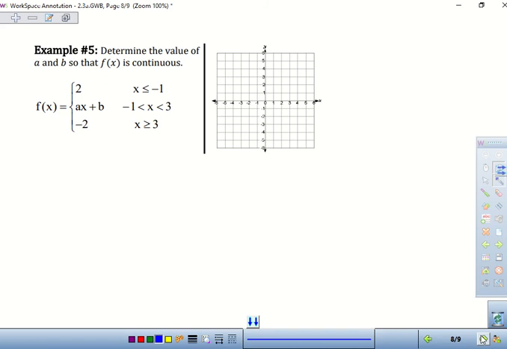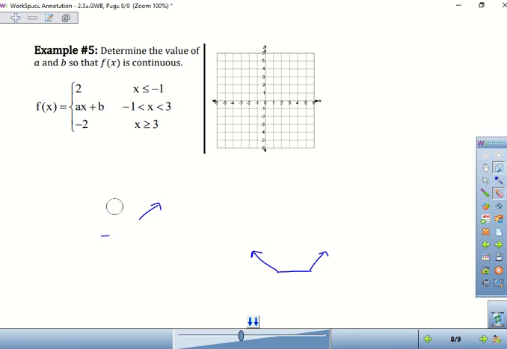we have to make sure all 3 pieces line up. So this is like, say you had something like this. Let me show you an example. So say you had a piecewise function that looked like this. You want to make it look like this. So they're all connected. You guys see what I'm saying? So we're going to make that happen using algebra.